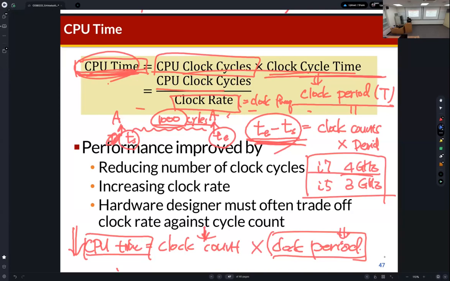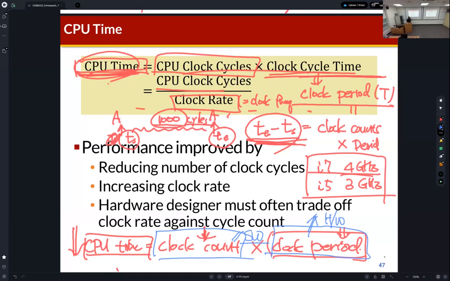And so actually, clock period is influenced by hardware technology, and then clock count is usually, I said usually, influenced by software.